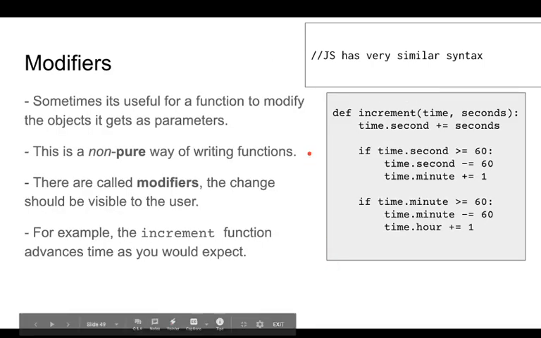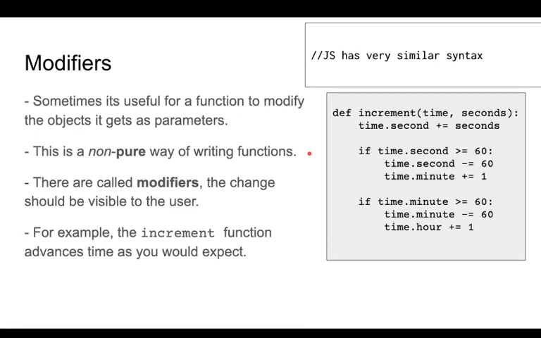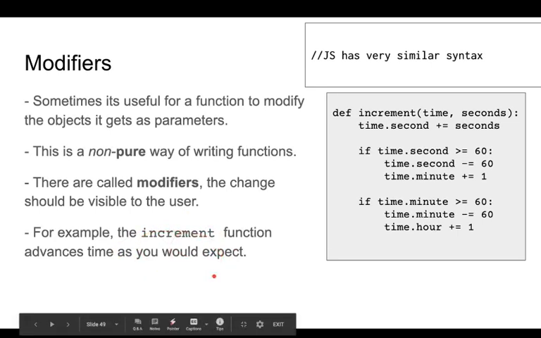Here's the other way of development, where we have modifiers. So this one does have some effect. It modifies the objects that it's given. So this is a non-pure way of writing functions, and the changes are going to be visible to the users. So here is the increment function that advances time.